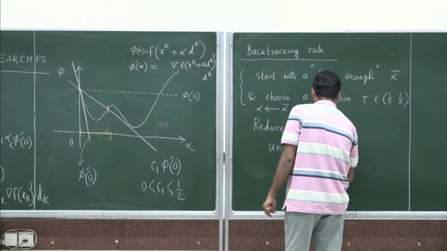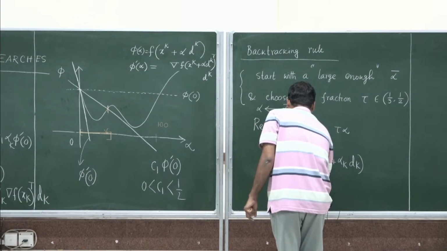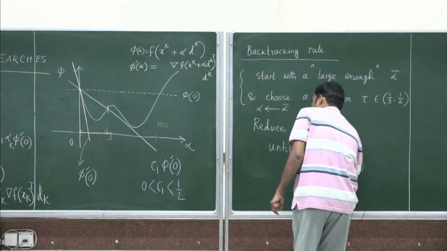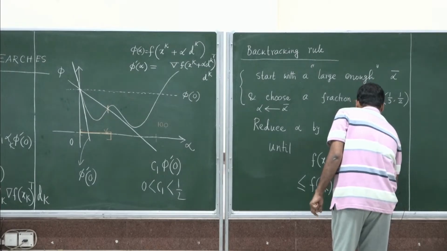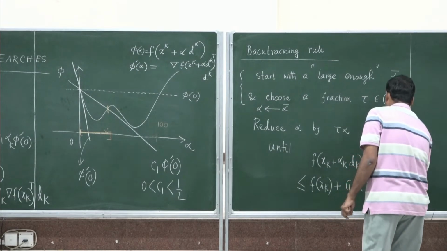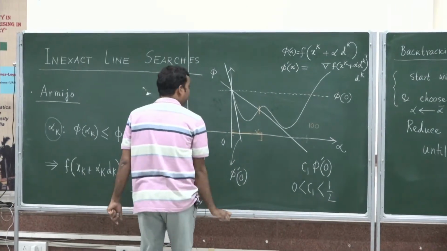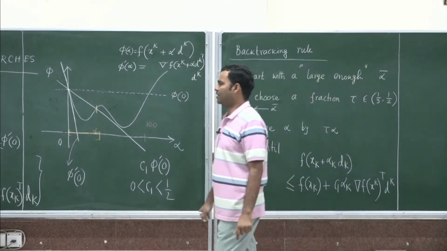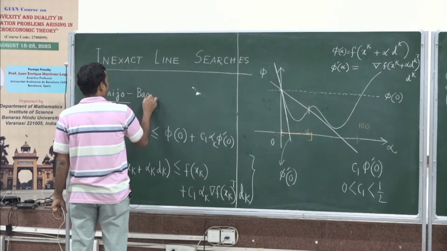f(xk + alpha k dk) is less than or equal to f(xk) + c1 alpha k gradient f(xk) transpose dk. So this Armijo condition plus this backtracking rule, these two together, it is called the Armijo backtracking rule, and that is our inexact line search method 1.